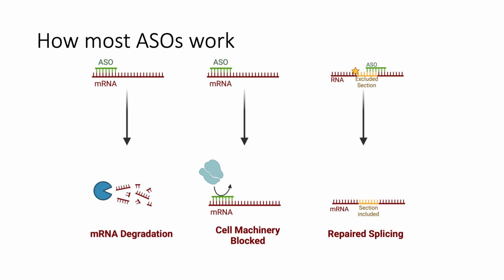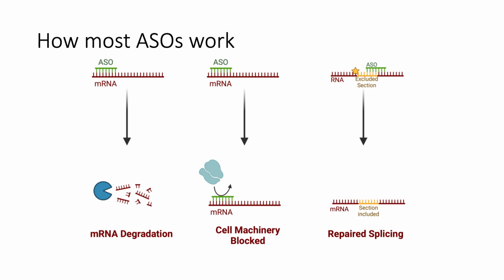You can also use an ASO to block certain proteins from binding to mRNA. There are a number of different reasons why a protein would bind to mRNA. Sometimes it's to control when and where the protein is made, or even if the mRNA is going to be translated into protein. So that can block cell machinery.